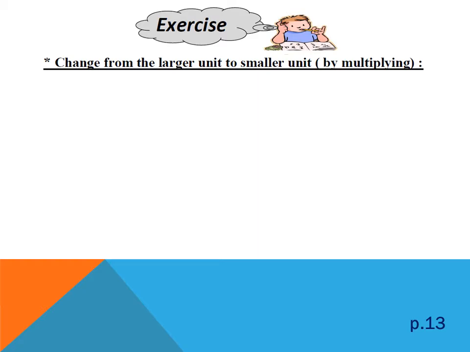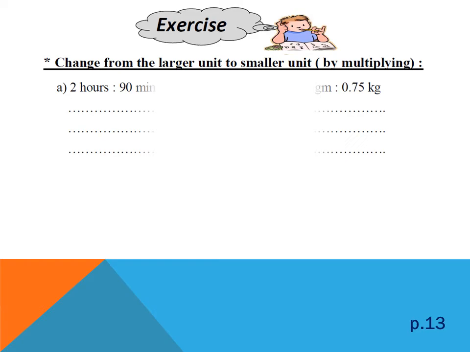If we have different units, you must change the larger unit to the smaller unit by multiplying. 2 hours to 90 minutes. Here we have a ratio between two different units, hours and minutes. I need to change the larger unit to the smaller unit, so we change hours to minutes. We must multiply the hours by 60. Multiply 2 by 60, it will be 120 minutes.